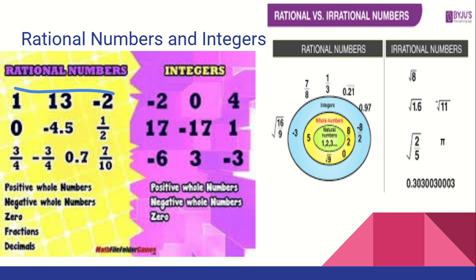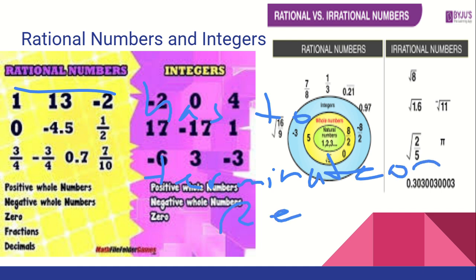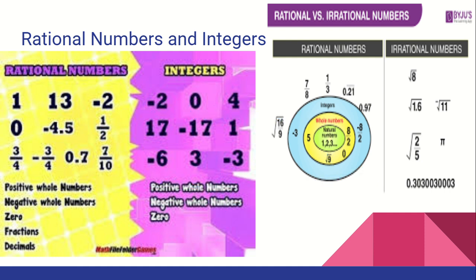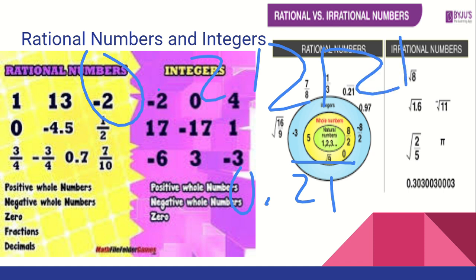A rational number has to terminate or repeat. And these make sense. Because we know that 0.21 repeating is going to end up to be 21, 21, 21, 21, like that.